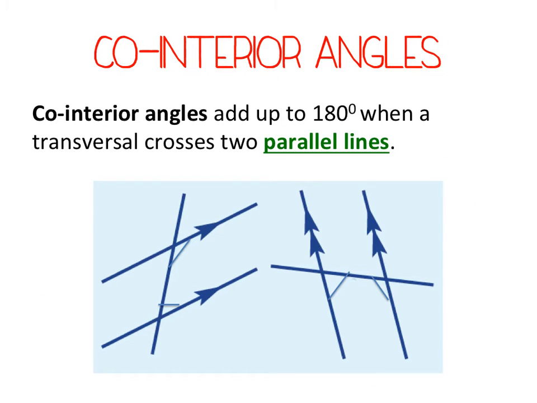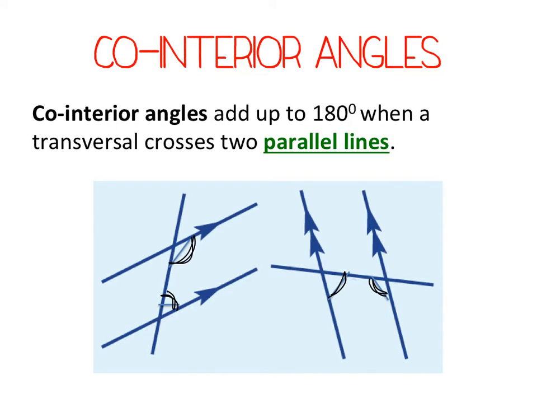Okay, co-interior are slightly easier. Sorry, I drew this on the computer. Obviously, should have photoshopped it and made it better. Okay, that angle there is co-interior to this angle here. This angle here is co-interior to that angle there. Basically, it means it's on the interior or the inside of the parallel lines.